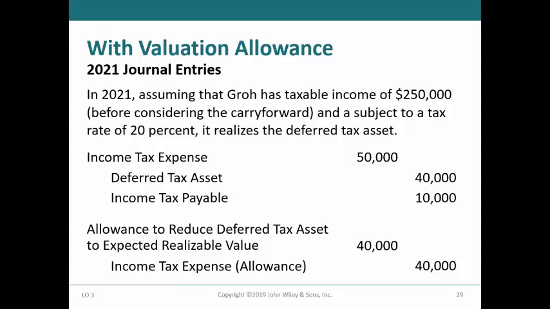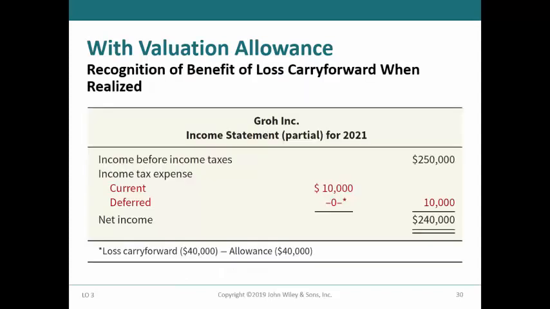They would also debit the allowance recorded in 2020 and record a credit to income tax expense or allowance for $40,000. In 2021, the income statement would only show the current tax liability of $10,000. The deferred portion would be zero since the carry forward and the reversal of the allowance would offset each other.